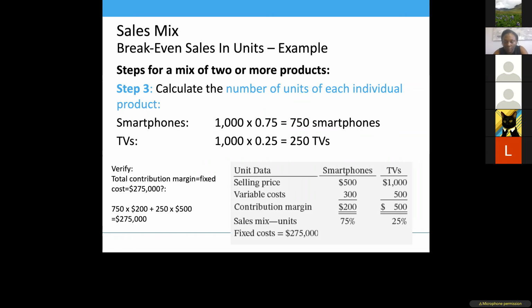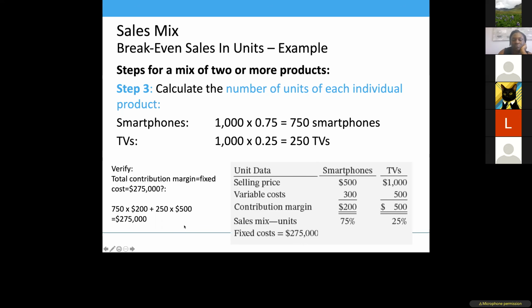Isabella? I had it and then I lost it. I think you want to sell more smartphones because of the sales mix. Okay, and Ruben? I was thinking TVs, but I could be wrong, just because they make you more money, it looks like.